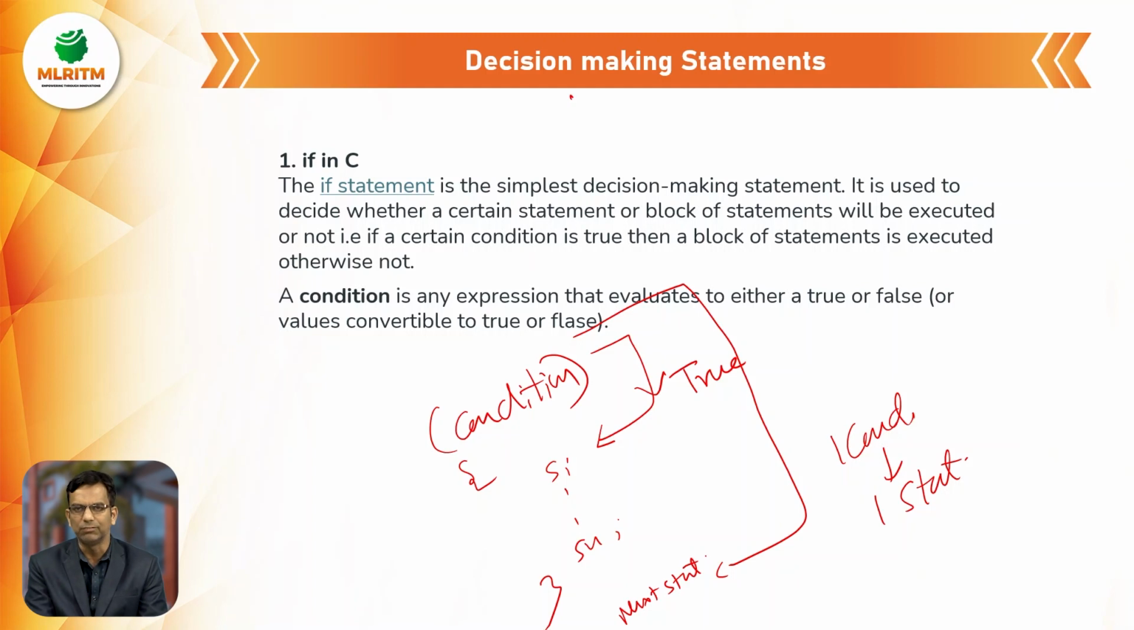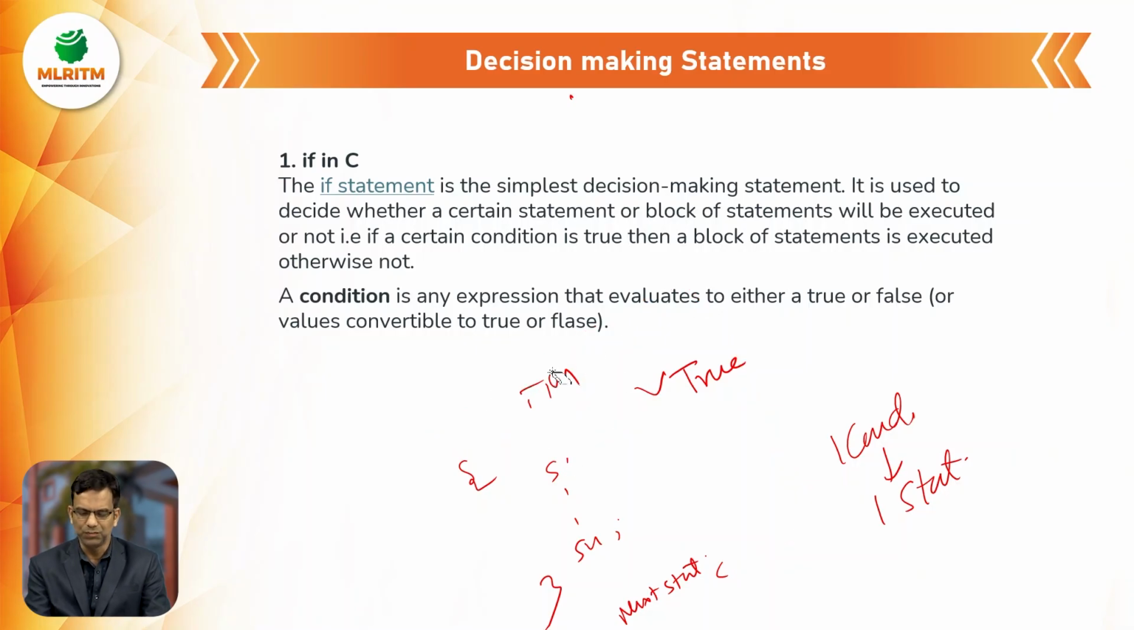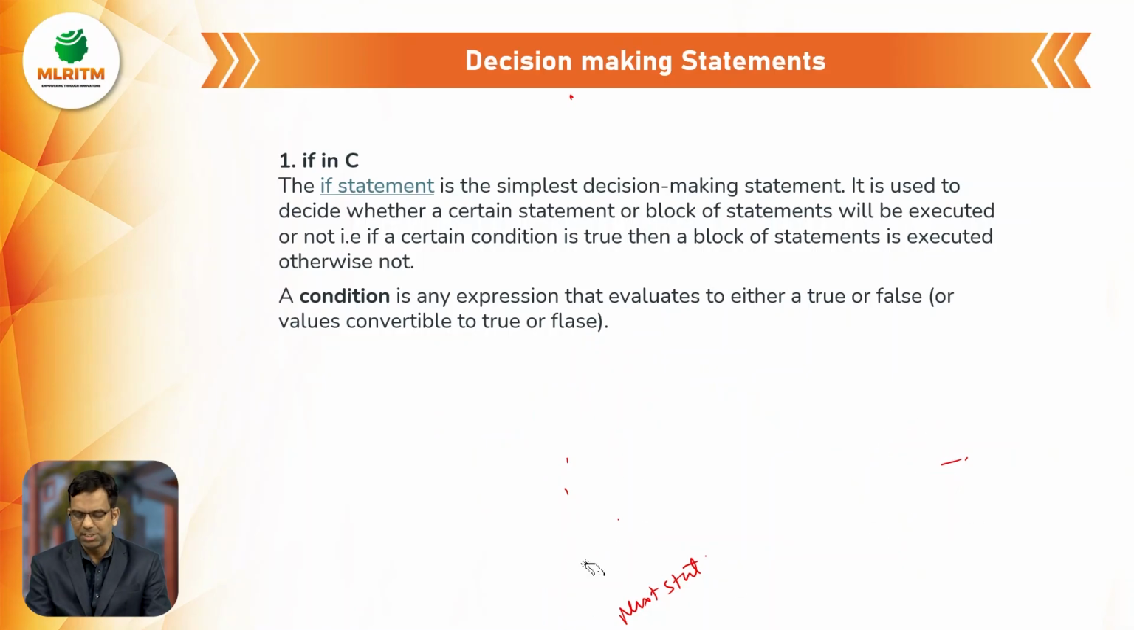For example, I am declaring one condition. For that one condition, one statement is going to be executed. That is called simple if, or you can say if statement. If that condition is true, the statements are going to be executed. If the condition is false, then the next condition is going to be checked. Why? Because there is only one condition, and for that one condition we are going to execute only one statement.